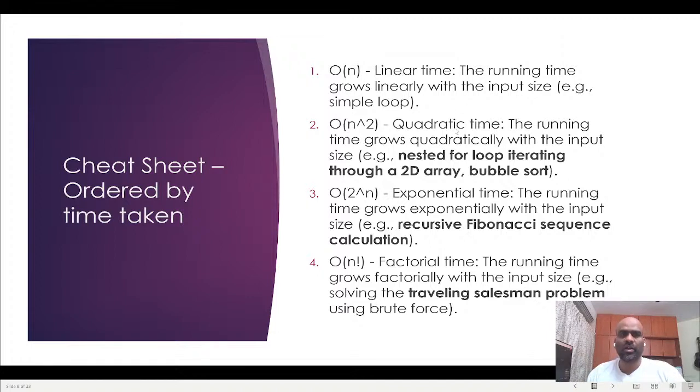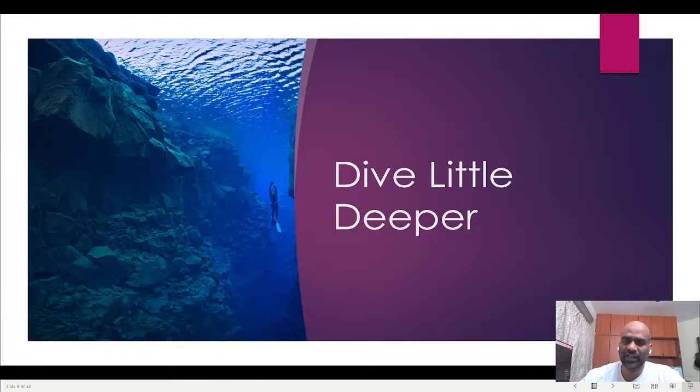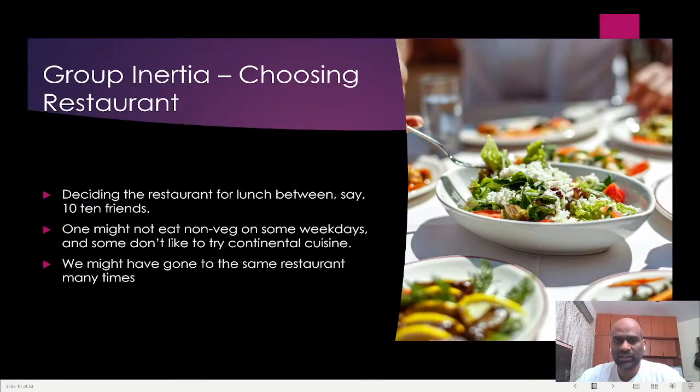Okay, fine. This is very important, 2 power n and n factorial. So we'll dive a little deeper into these problems. We'll take one example, maybe something we normally do. When we want to go for lunch, we ask which restaurant we should go to. That is an extremely complicated problem. The complexity is too high.